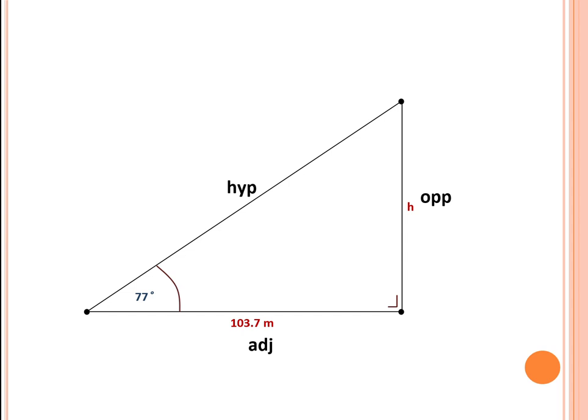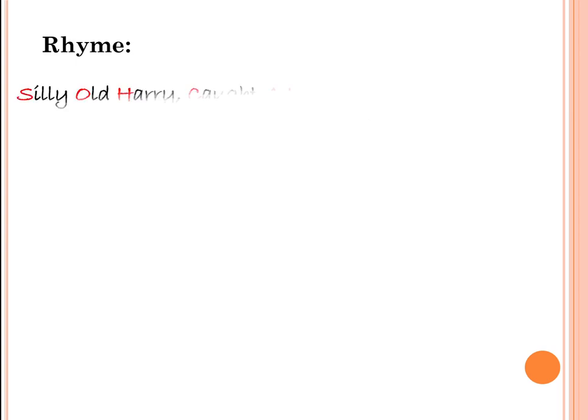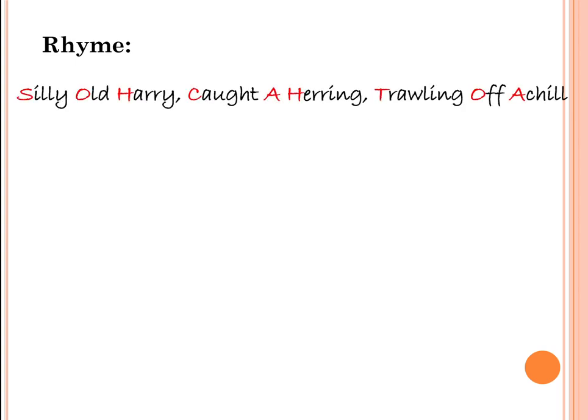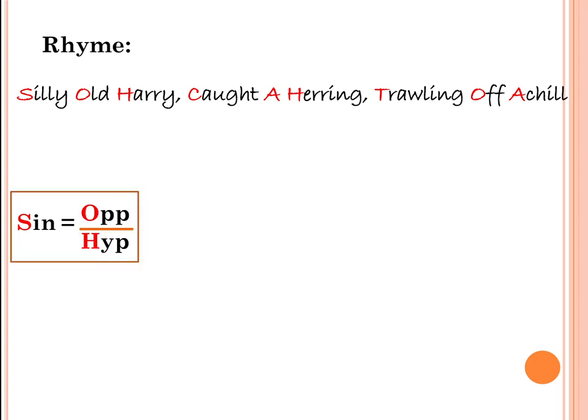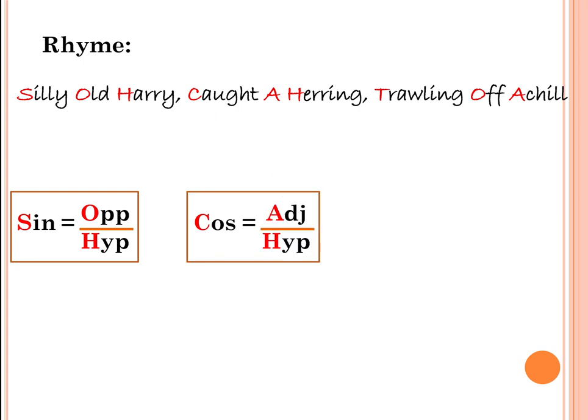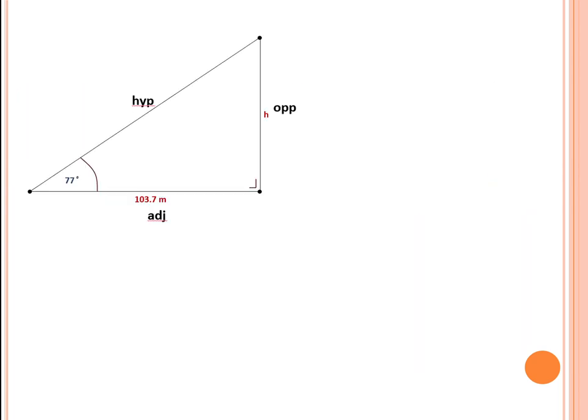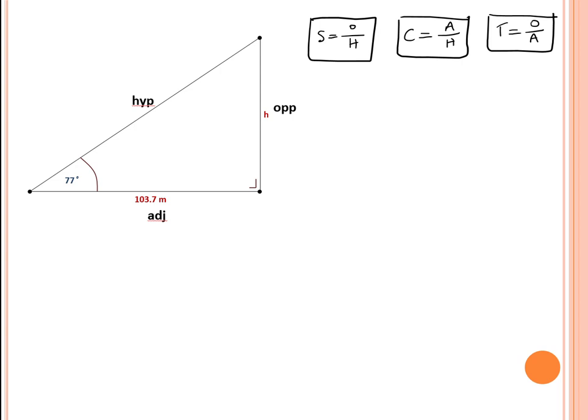I feel sorry for it. There's the adjacent. So with that whole thing labelled, we say, silly old Harry caught a herring trawling off Ackle. Silly, sine of the angle is equal to the opposite over the hypotenuse. Caught a herring, cos of the angle is equal to adjacent over the hypotenuse. And trawling off Ackle, tan of the angle is equal to opposite over adjacent. And of course now we write them out: silly old Harry caught a herring trawling off Ackle.